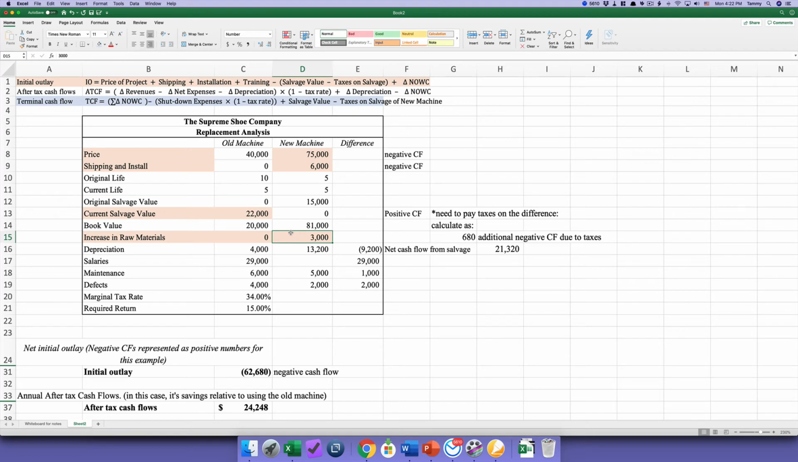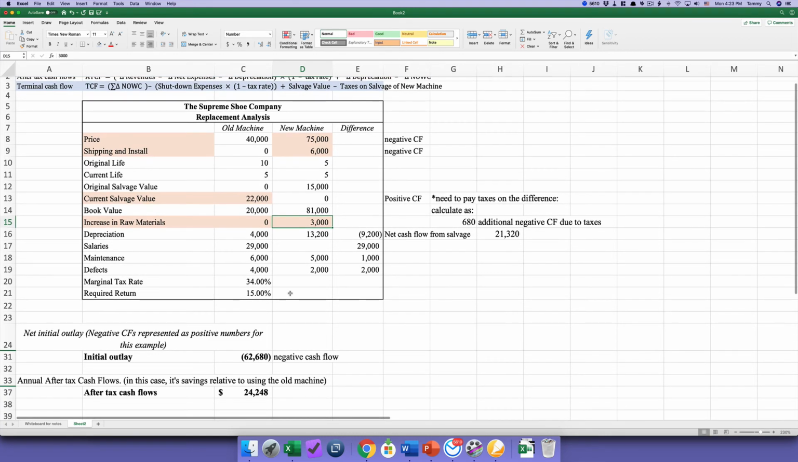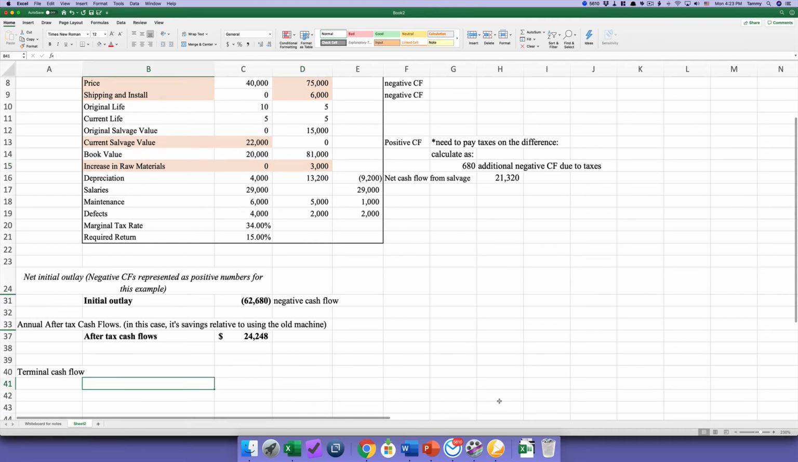So let's say you've just been carrying this extra $3,000 worth of inventory relative to what you used to have, and then at the end of the day, you're going to get rid of that along with everything else when you use up the new machine. So really, our terminal cash flow is going to be $18,000, right? Our salvage value and the working capital. And let's see, recoup.